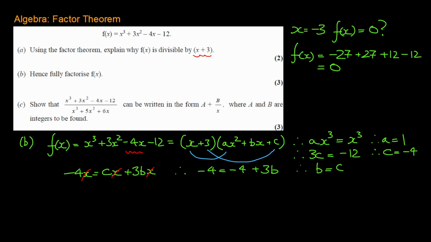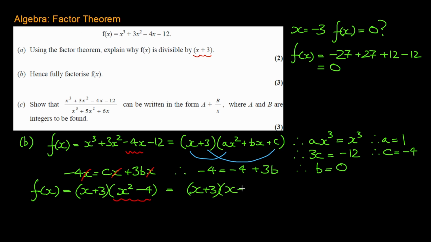b must equal 0. So pulling all that together, I've got that f(x) must be equal to x plus 3, and now substituting a, b and c into the general form of the quadratic, we get x squared, b, remember, is 0, minus 4, and you should recognize this term here as the difference of two squares, and that will factorize very easily to x plus 3, x plus 2, x minus 2.